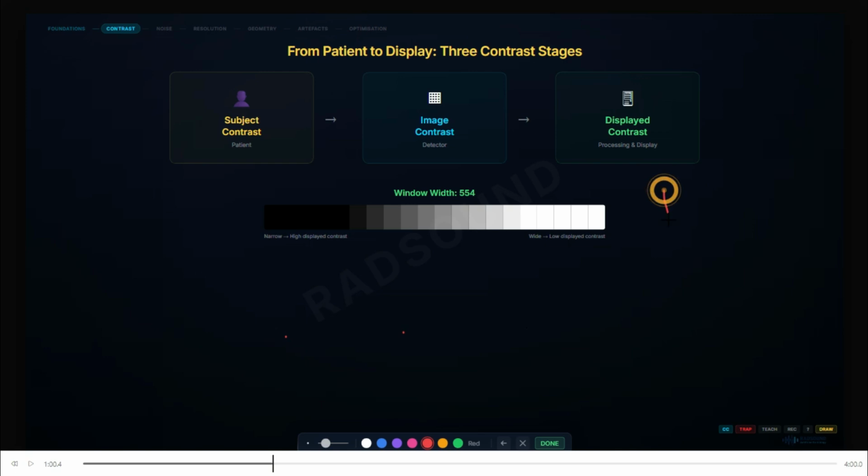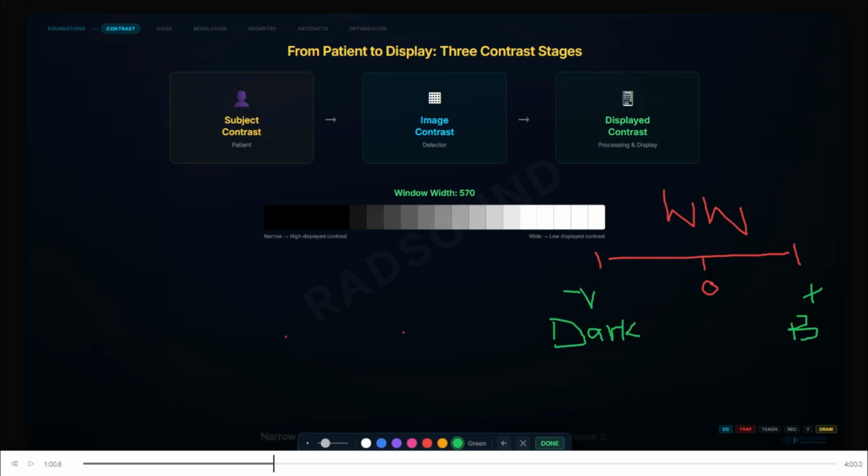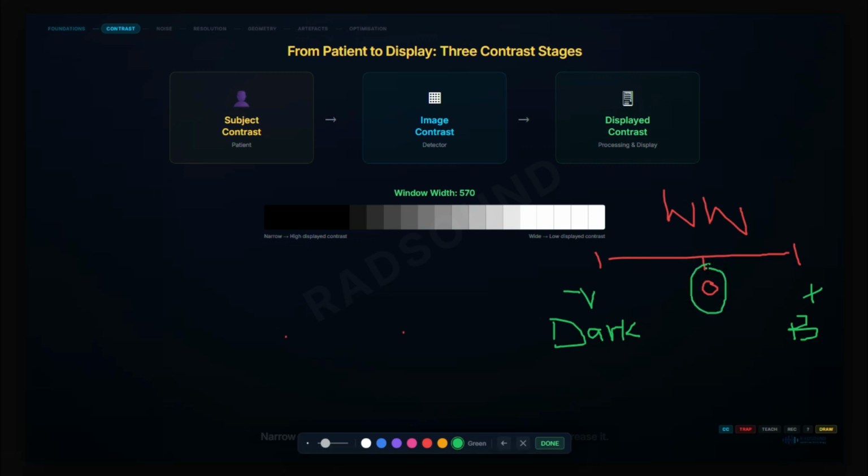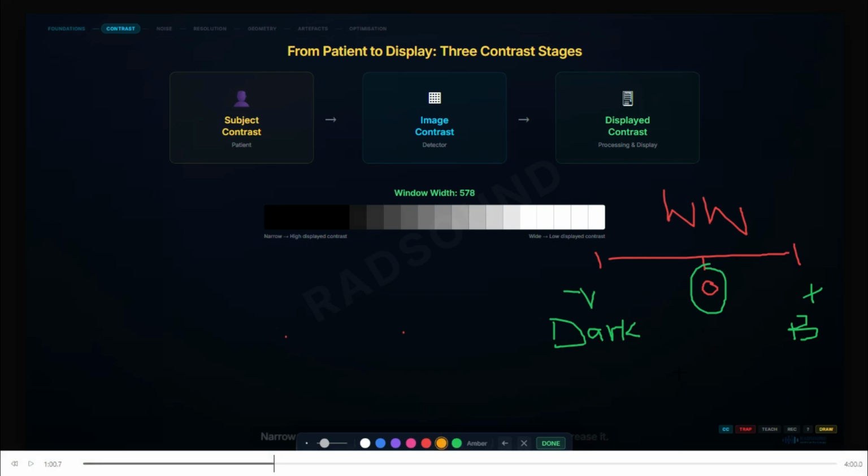Meaning that window width, that's W, will show you the range. For instance, we have 0 here, and this side is positive and this side is negative. Negative will be darker, and the other part will be bright. And this is the center. This central part, the central location of the window width, is called the window level. Remember, this is really important for the exam. So window level is the central location within the window width, and the window is a range of the displayed density. Now, if the density is more toward the negative, it will be darker.